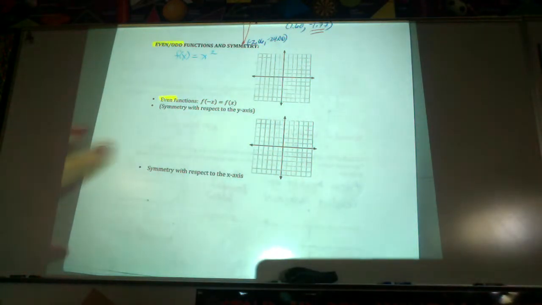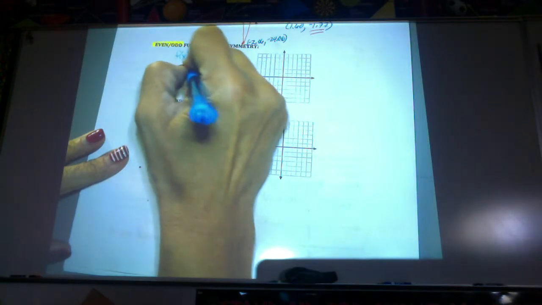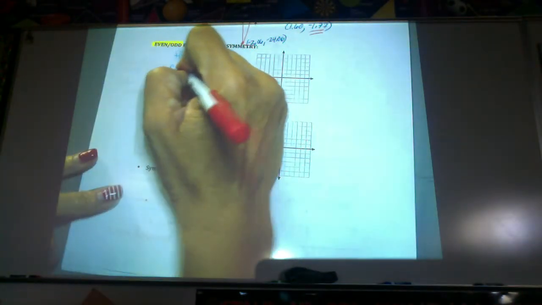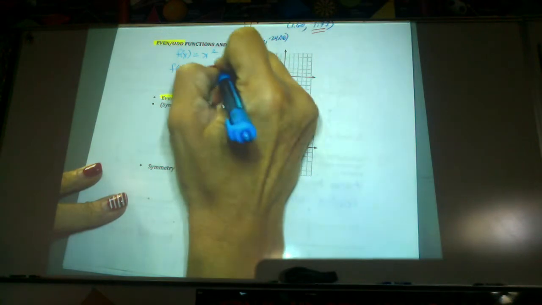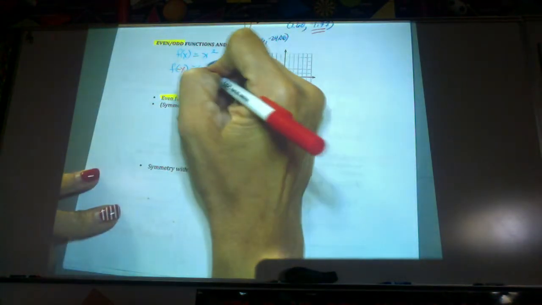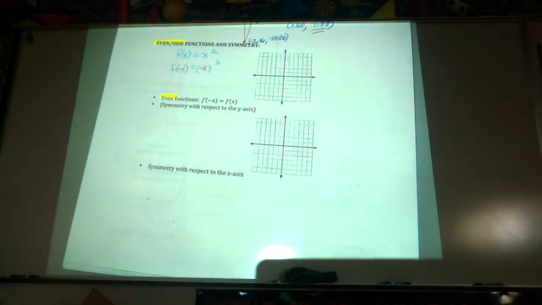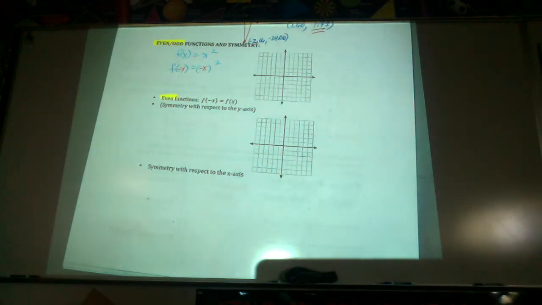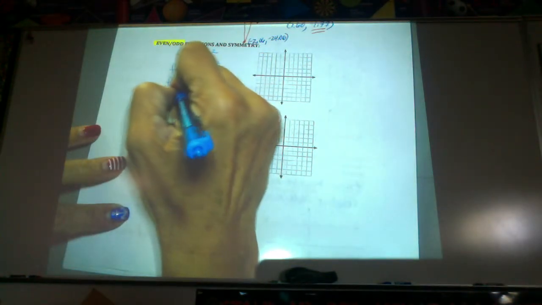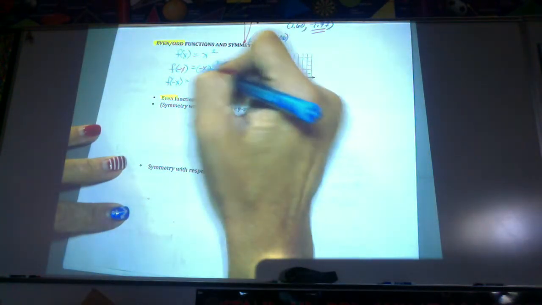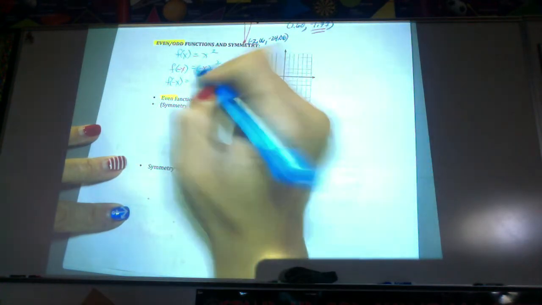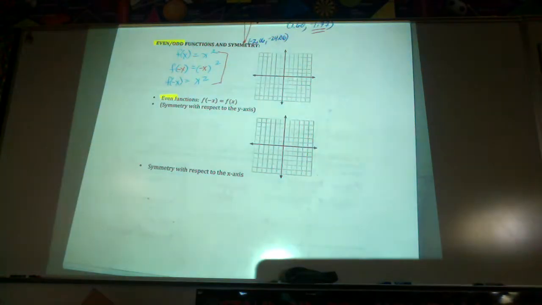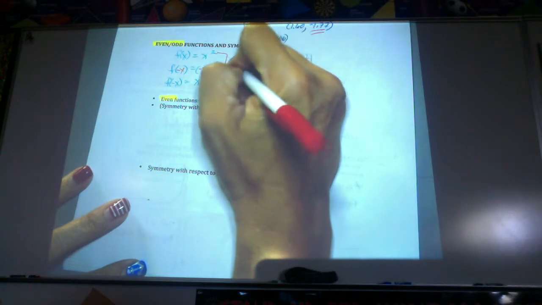So it would look like this. F of negative x is equal to, and wherever I have an x in the function, this happens to be a simple one, I'm going to replace every x with negative x, and I'm going to evaluate what happens. So in this case, I get f of negative x equals, when I square a negative x, what do I get? X squared. Compare the original f of x to the f of negative x. Are they the same or different? They're exactly the same. So there has been no sign change.